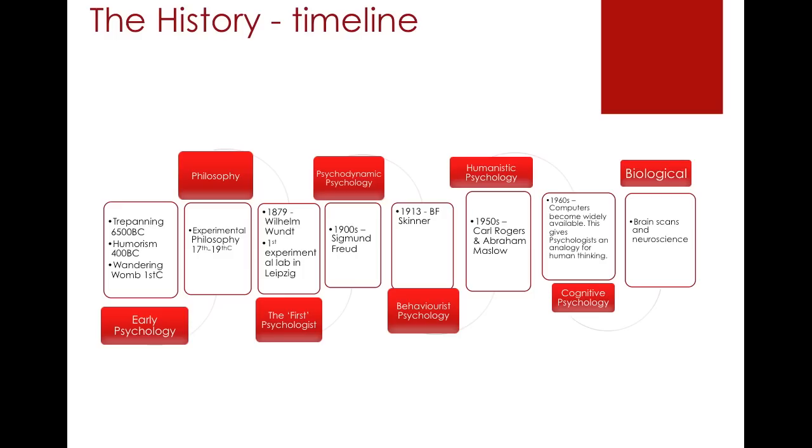Okay, so what we have here then is a history of psychology, looking at a timeline, so basically from its very basic origins, and then through the different approaches that we'll be looking at in much more detail through this whole topic. And as you can see there, early psychology, from really pretty much from the dawn of time, people have been thinking about, why do people act the way they act? Why do people think the way they think?